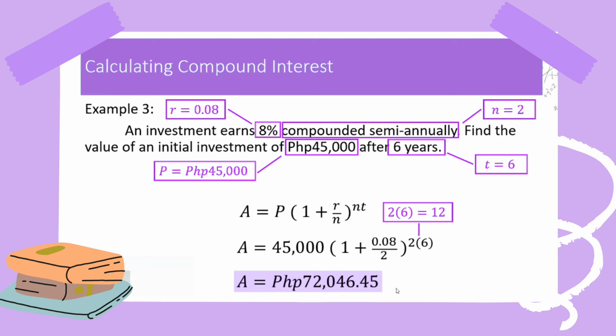Let's summarize the solution. Principal is equals to 45,000 pesos. Rate is equals to 8% or 0.08. Time is equals to 6 years. Compound semi-annually. So, N is equals to 2. Total amount or A is equals to 72,046.45 pesos. Compound interest or CI is equals to 27,046.45 pesos. So your investment grows from 45,000 to 72,046.45 pesos in 6 years.